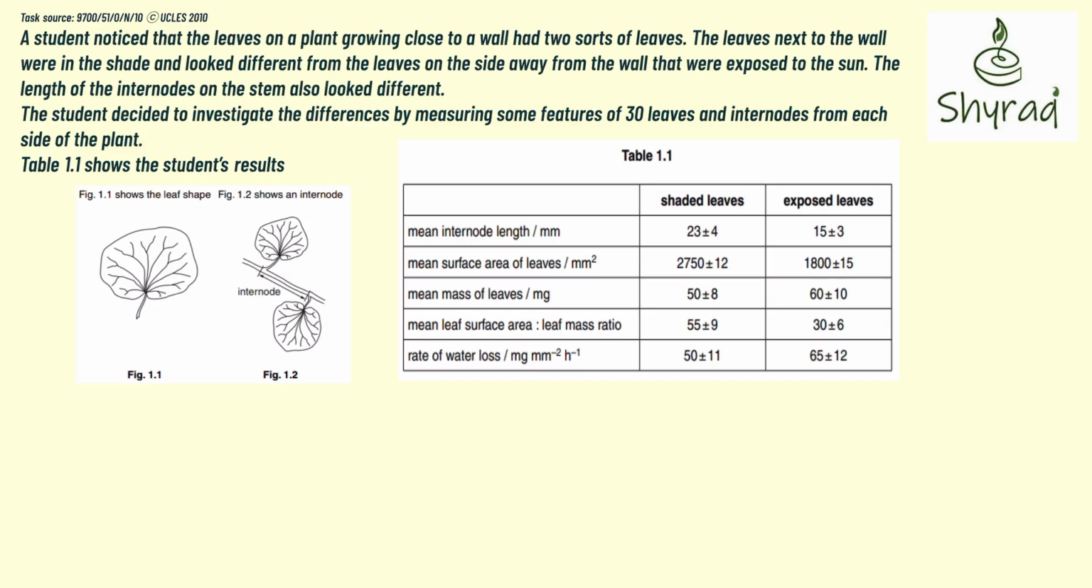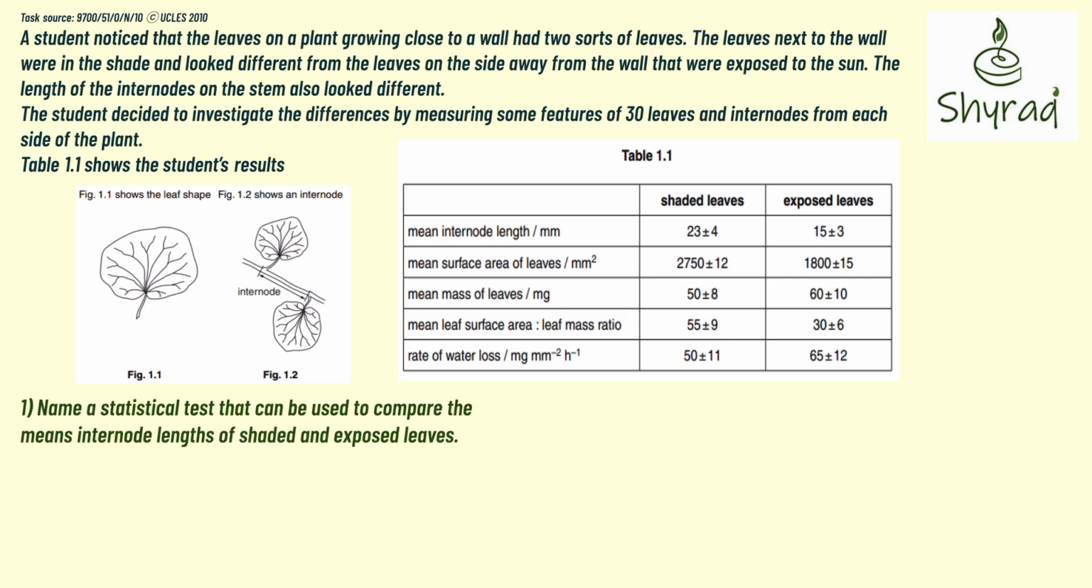The student decided to investigate the differences by measuring some features of 30 leaves and internodes from each side of the plant. Table 1.1 shows the student's results. Question 1. Name a statistical test that can be used to compare the mean internode lengths of shaded and exposed leaves. Surely, when we need to compare the means of two groups, we use a t-test.